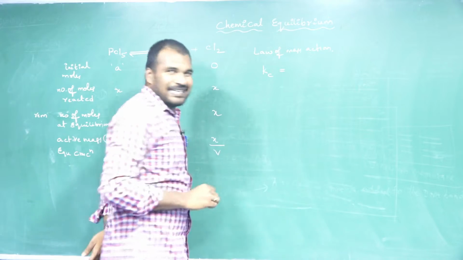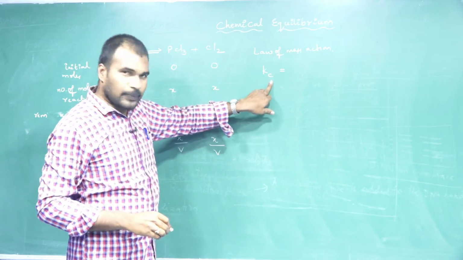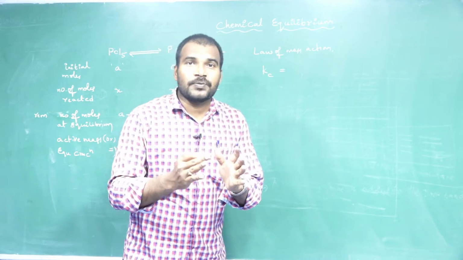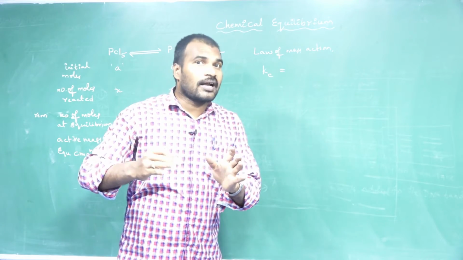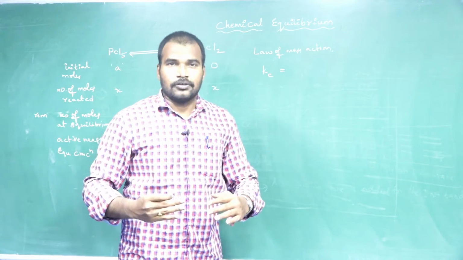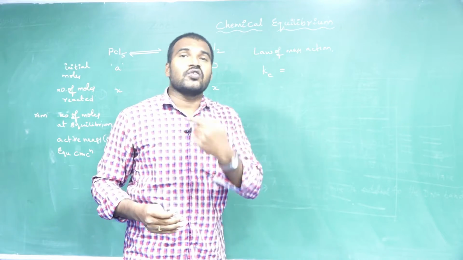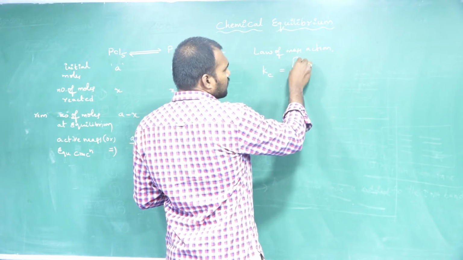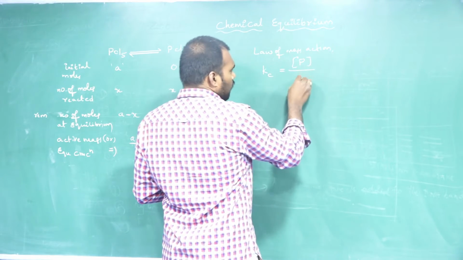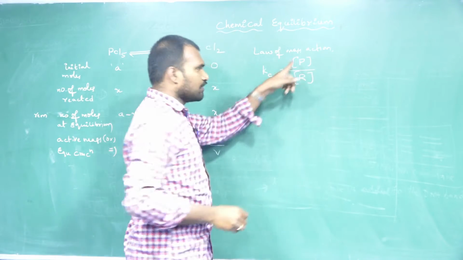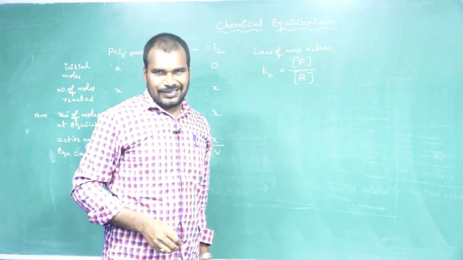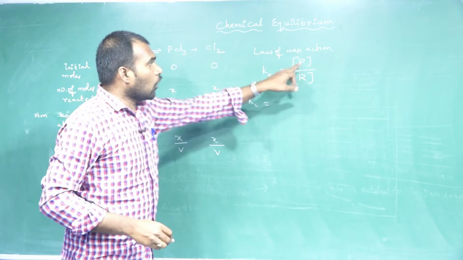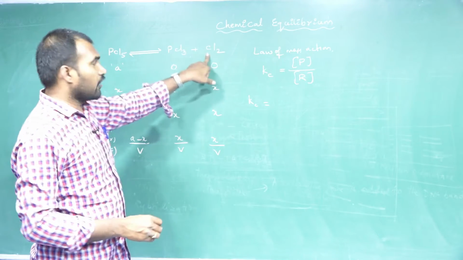According to the law of mass action, the equilibrium constant Kc, equilibrium constant with respect to concentration, is the ratio of the product of molar concentrations of products to the product of molar concentrations of reactants. So simply, Kc is molar concentrations of products divided by molar concentrations of reactants. P stands for products, R stands for reactants. How many products are in the given equation? 2 products.